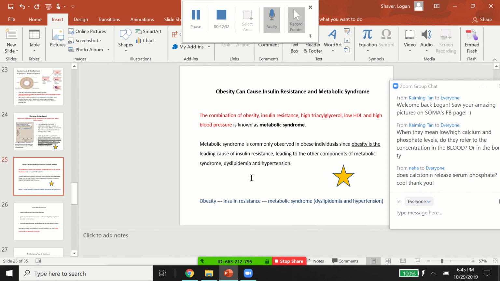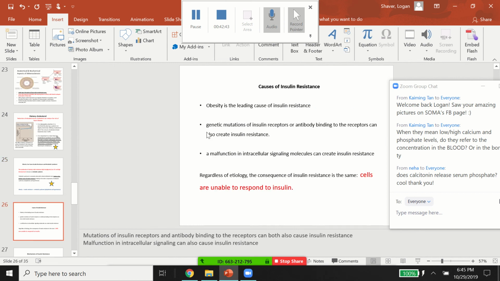That's just a way to remember them together. But yeah, it's important to know what metabolic syndrome is, and that insulin resistance is the key to that via obesity. Okay. Causes of insulin resistance: we just talked about obesity.